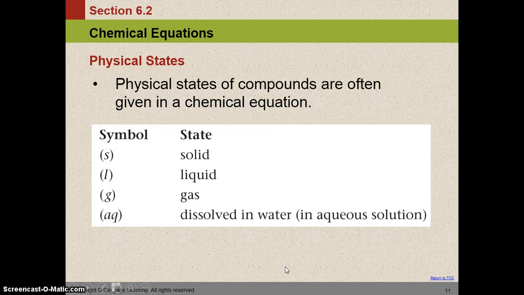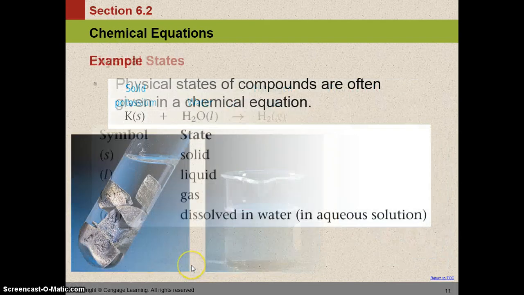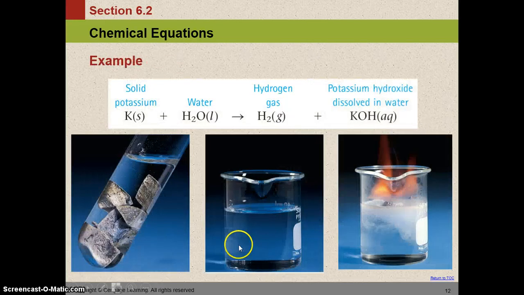There's something else you need to add to your chemical equations, the symbols or the states. So, for example, we're going to use an S in parentheses for a solid, an L for a liquid, a G for a gas, and AQ is what it means to be dissolved in water, or an aqueous solution. So you notice that's added to this chemical reaction.